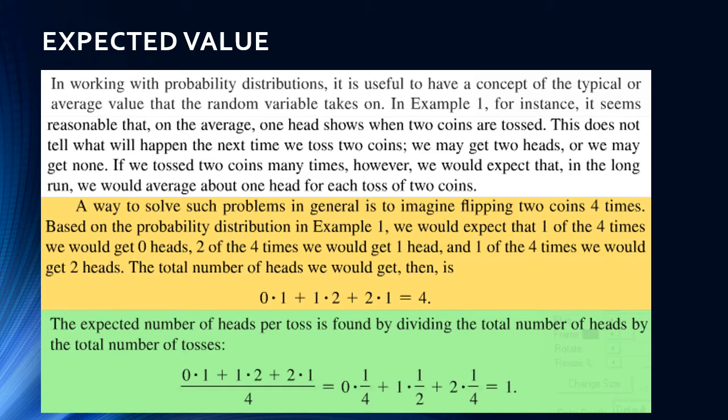The expected number of heads per toss is found by dividing the total number of heads by the total number of tosses, or dividing this by 4, and of course we get 1. So here we can also see it, 0 times 1/4, 1 times 1/2, plus 2 times 1/4 equals 1. Does this look like anything or remind you of anything from our example before of tossing 2 coins? Well, let's look.